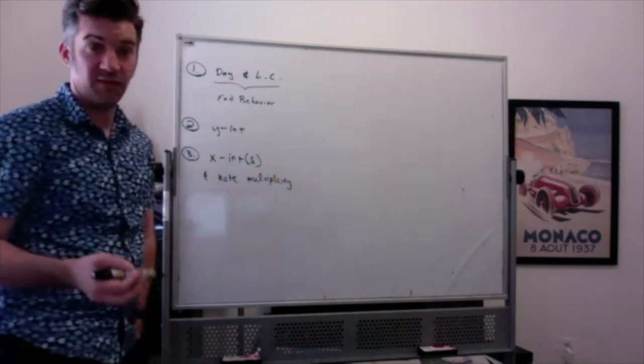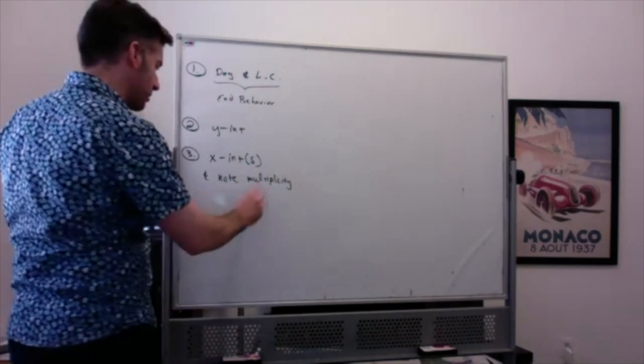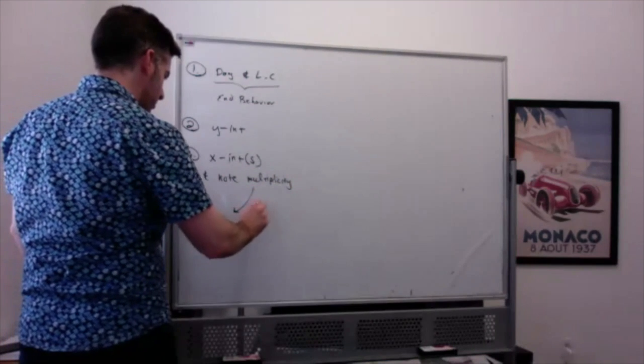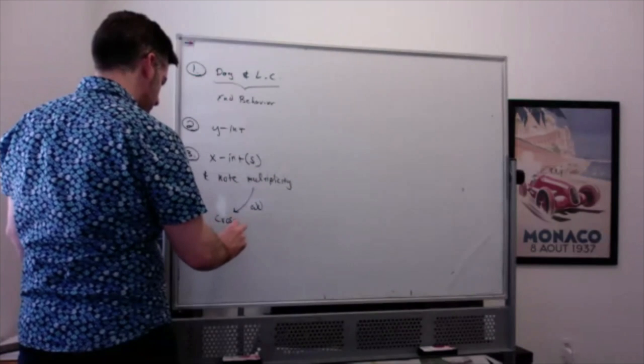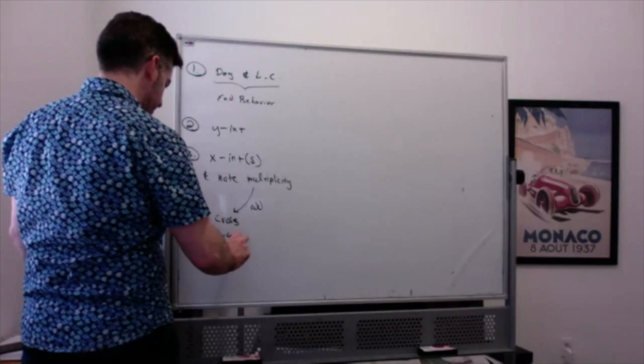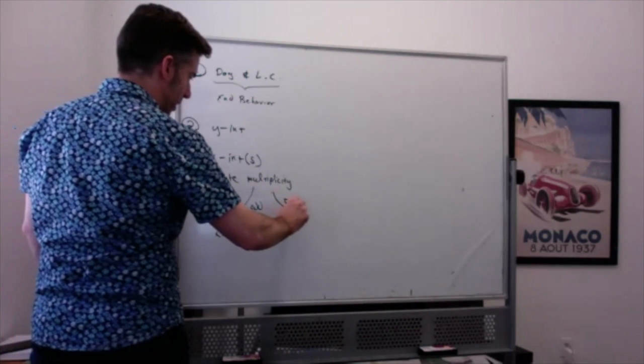Because the multiplicity, if it's odd, tells us to cross the x-axis. And if it's even, we bounce off the x-axis.